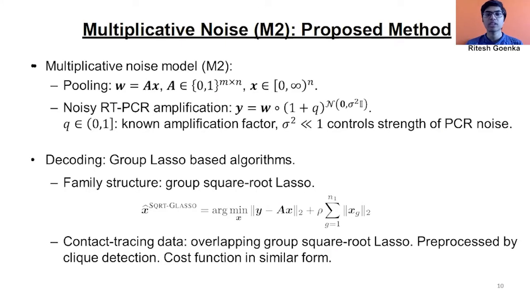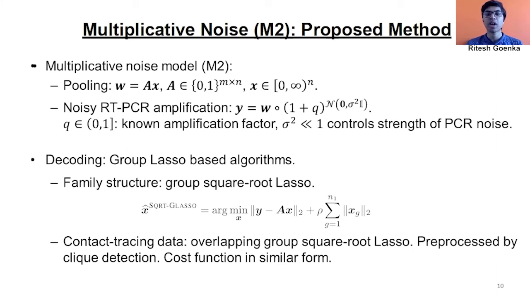Let's now take a look at the multiplicative noise model. In this scenario, we allow the X vector to consist of non-negative real entries and regard W equal to AX as the true pooled viral load vector. Since the PCR process is noisy, the amplification of the viral load is modeled with multiplicative noise. We use group Lasso variants as the decoding algorithm.